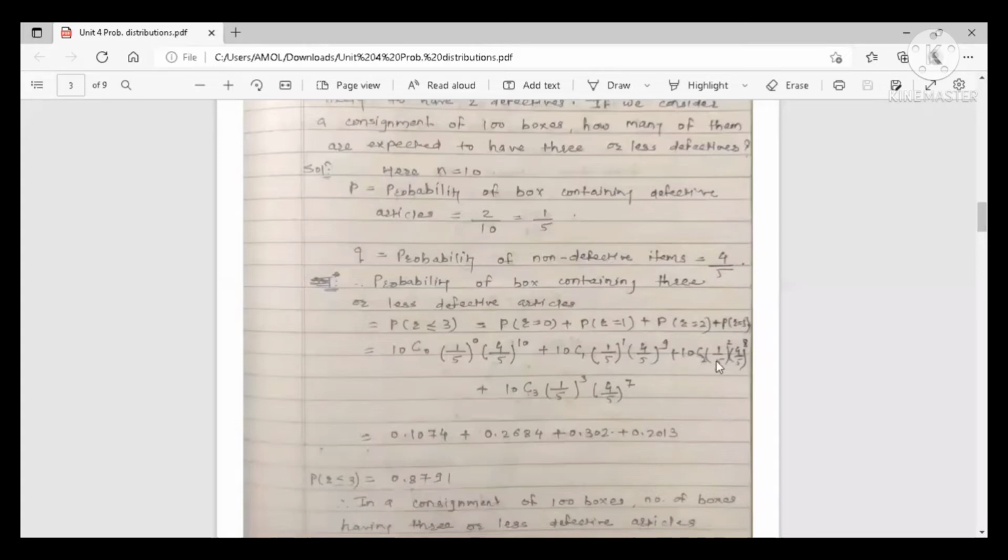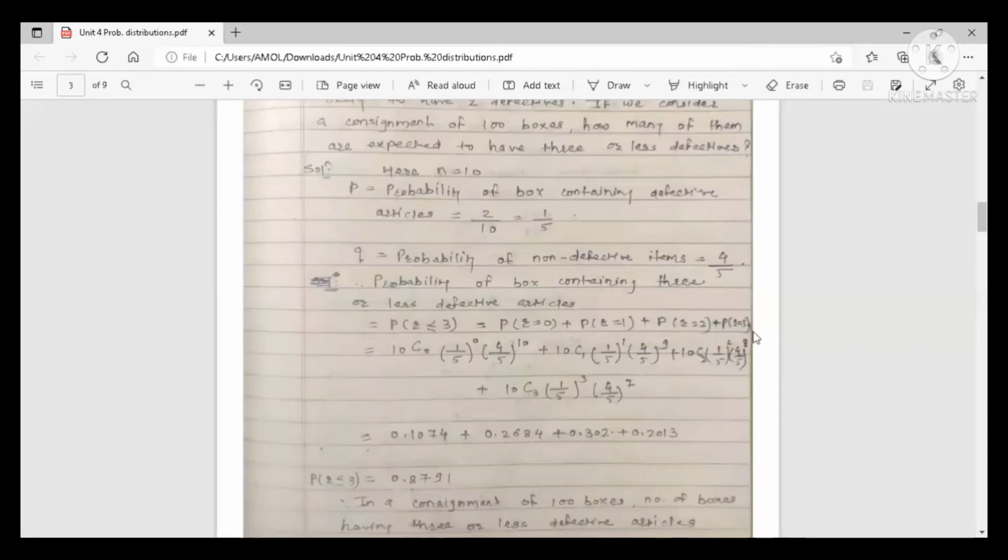10C2 into P raised to 2 into Q raised to 8, because the value of R is 2 and the formula of binomial distribution is NCR P raised to R, Q raised to N minus R. NCR, N is 10, R is 2, so 10C2. P raised to R, P is 1 by 5, R is 2, so 1 by 5 raised to 2. Q raised to N minus R, Q is 4 by 5 raised to N minus R. N is 10, R is 2, so 10 minus 2, 8. So this is the term for probability of R is equal to 2.